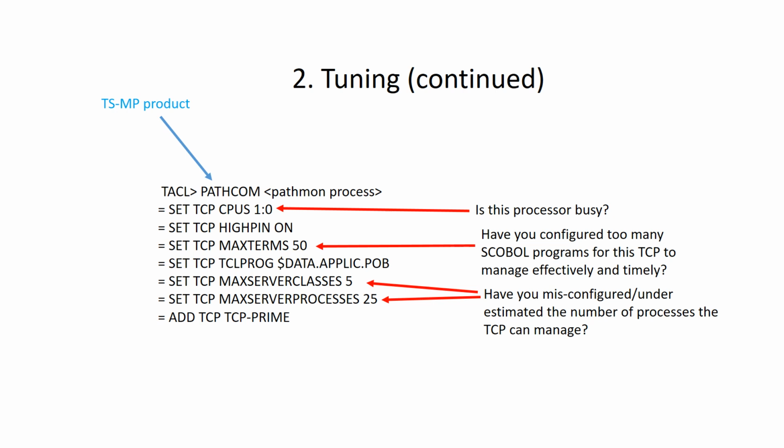You can specify how many server classes it can talk to, how many different server processes, not server classes, server processes, which is different, that you want it to talk to. How many clients do you want this specific TCP to handle? In this case, I said max terms, and again, this is just a parameter set with TSMP, but max terms is really the number of clients that you want this TCP to handle.